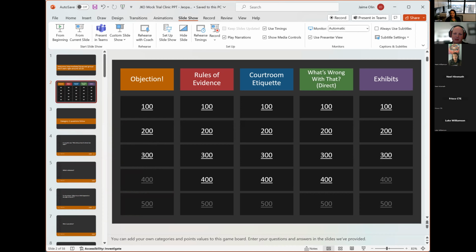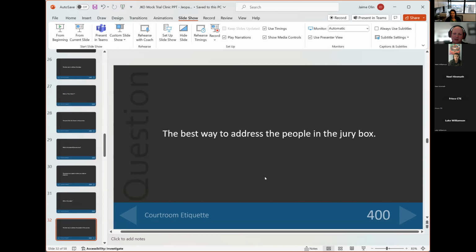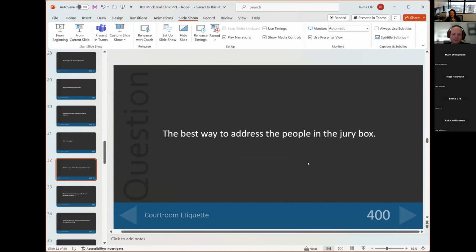Sure, let's do courtroom etiquette for 400. The best way to address the people in the jury box. Sam Batchelder. I would say ladies and gentlemen of the jury.